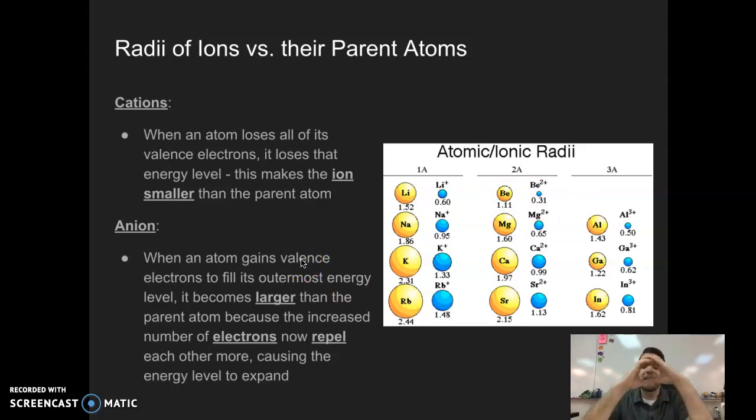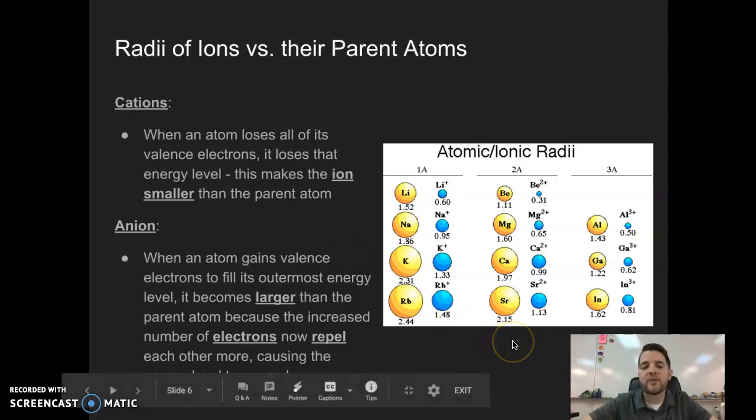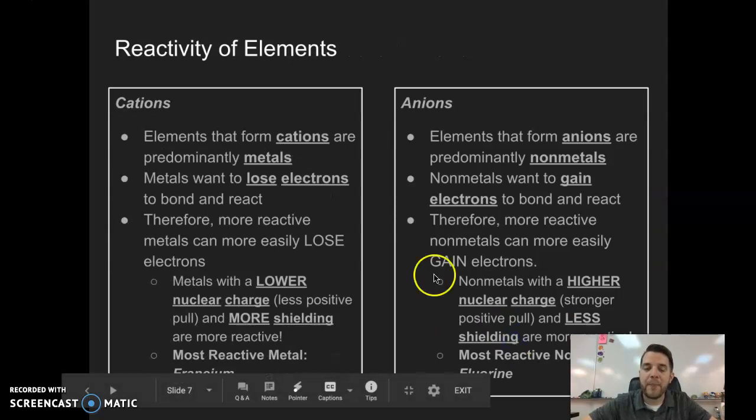Anions, if I have an element that's going to create an anion and then I add electrons to it, well, electrons are negative, they're going to repel, and either I'm going to be adding an entire new energy level, or I'm going to be just adding more electrons into the current energy level, which causes them to start to expand and spread out. So cations are always going to be smaller than the atom that they came from because they're losing energy levels. Anions are going to be larger because they're either gaining energy levels or the electrons in their outermost energy level are repelling.